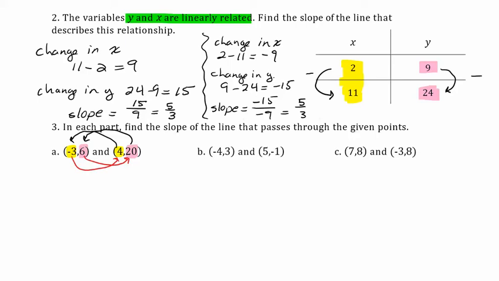Pause the video, complete parts A, B, and C. Unpause it when you're done. I'll have all the answers up so you can check and see how you did.